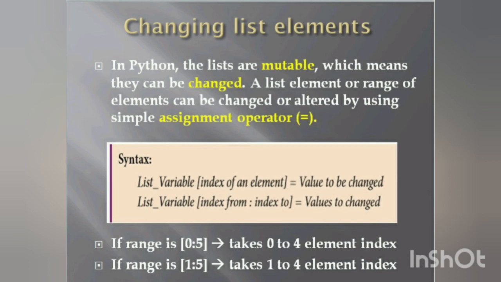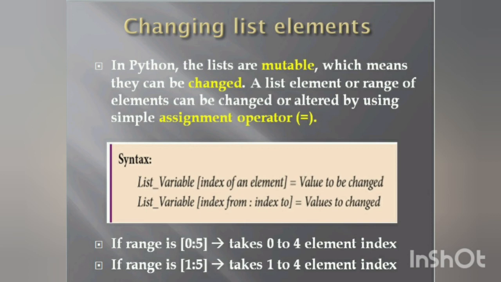Suppose you are giving 0 to 4, it will take from index value 0 till the fourth element, that is n minus 1. Whatever index value you are giving in the index 2 place, that range is excluded, not included. Before that only, that is n minus 1 only, it will take. Then is equal to the assignment operator, then the values to be changed.